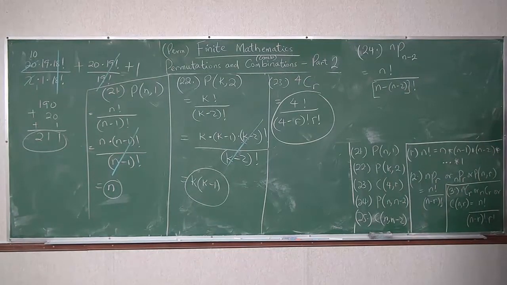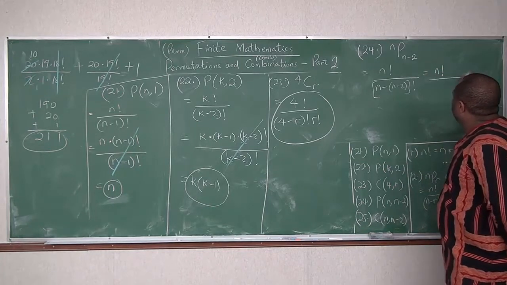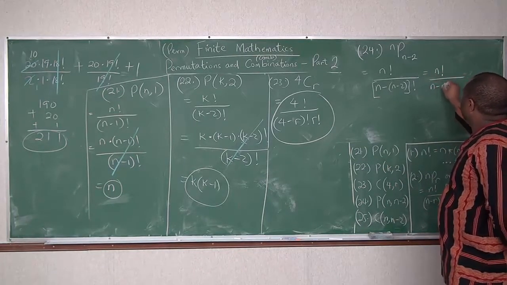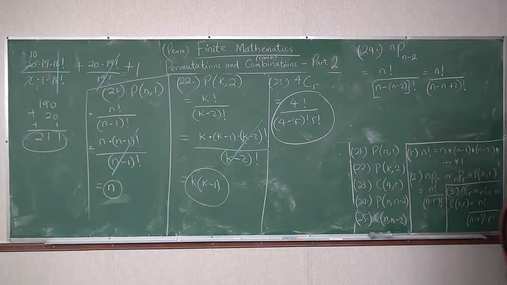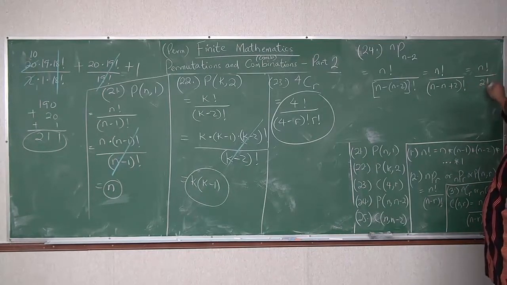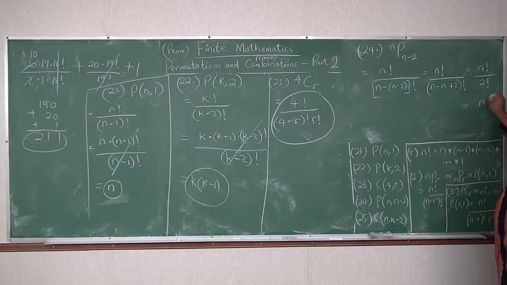You see what I just did now? So what would this be now? This would be n factorial over (n minus (n minus 2)), all of them factorial. So this will be n factorial over 2 factorial, which is n factorial over 2 times 1, which is n factorial over 2.